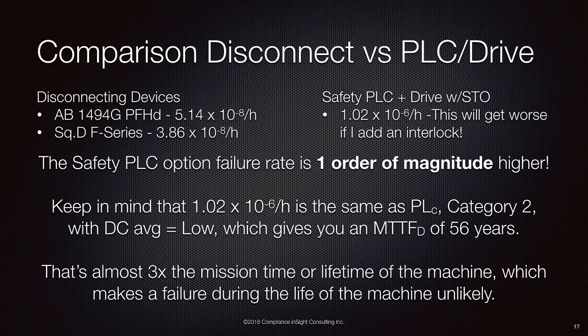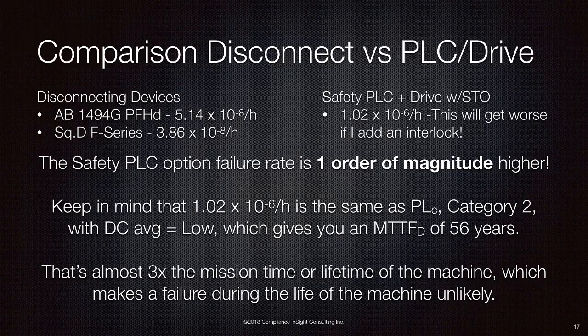We're already in a situation where the safety PLC option's failure rate is an order of magnitude greater than the disconnecting device. An order of magnitude is 1,000 times, okay? And so we're an order of magnitude worse with the safety PLC and the drive with STO than we are with just a plain Jane safety disconnect switch, okay? So these numbers are tiny. They're really tiny. And so the difference between the two, while it's significant, shouldn't scare you too much. But let's look at this a little bit more deeply.